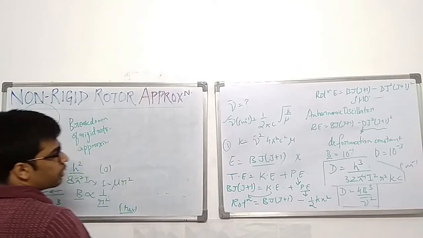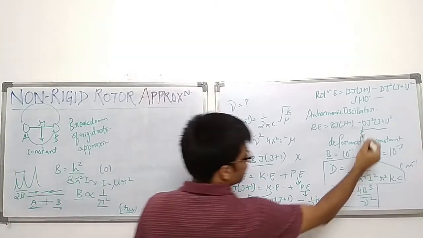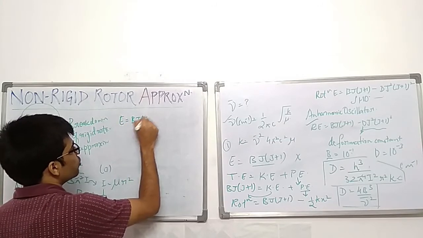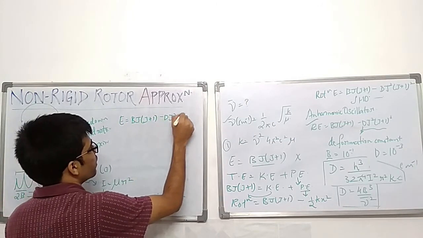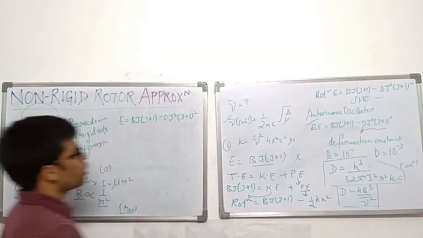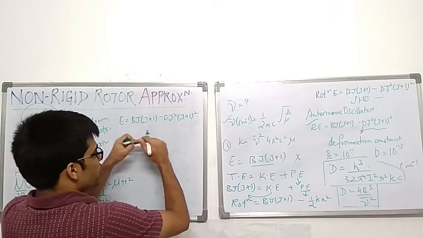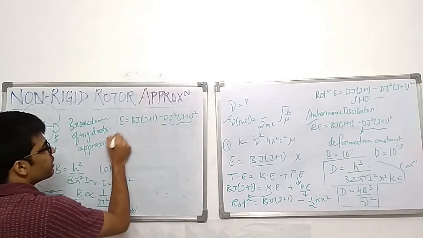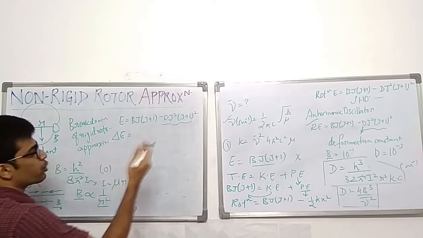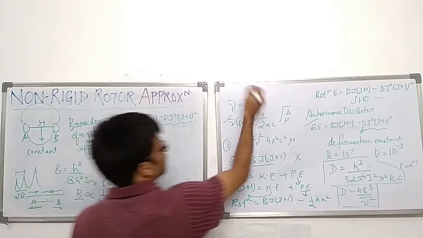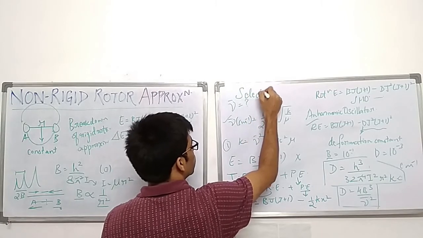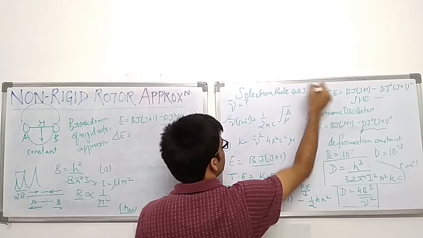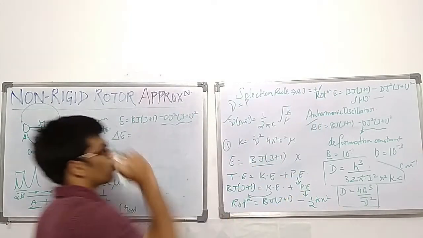So if I am using this formula, my energy levels are now denoted by BJ(J+1) minus D J square (J+1) square. So that means the energy of each energy level will now decrease by this amount. Let's take the case of energy difference between two energy levels. By the way, the selection rule for non-rigid rotor approximation is still the same, delta J equals plus minus 1.